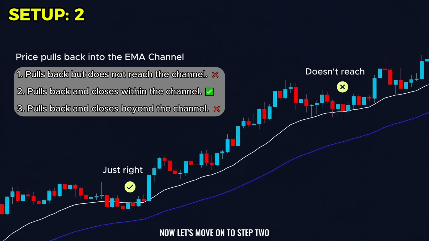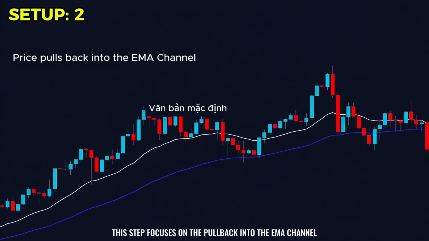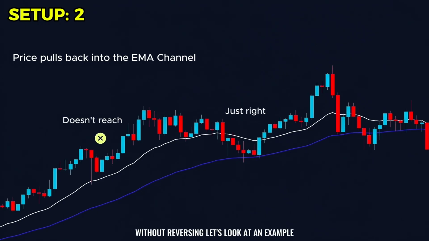Now, let's move on to step 2. This step focuses on the pullback into the EMA channel. There is one very important rule. The price must not close beyond the EMA 50. If the price closes beyond the EMA 50, there's a possibility that it will continue moving in that direction without reversing. Let's look at an example.